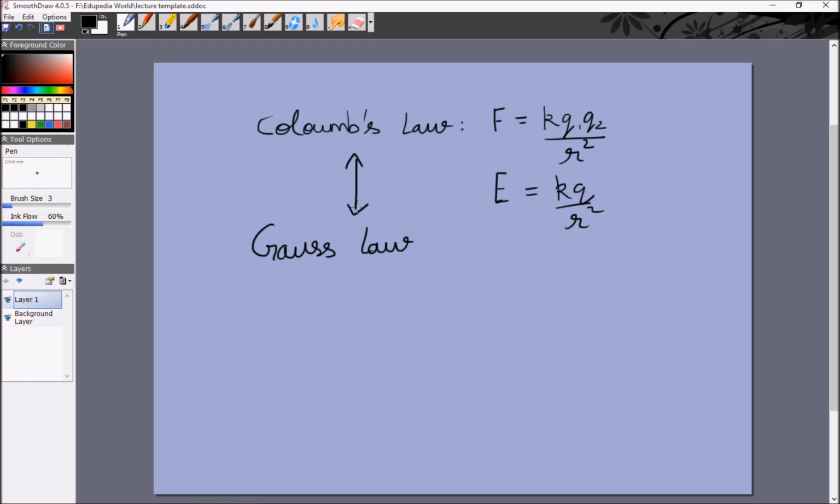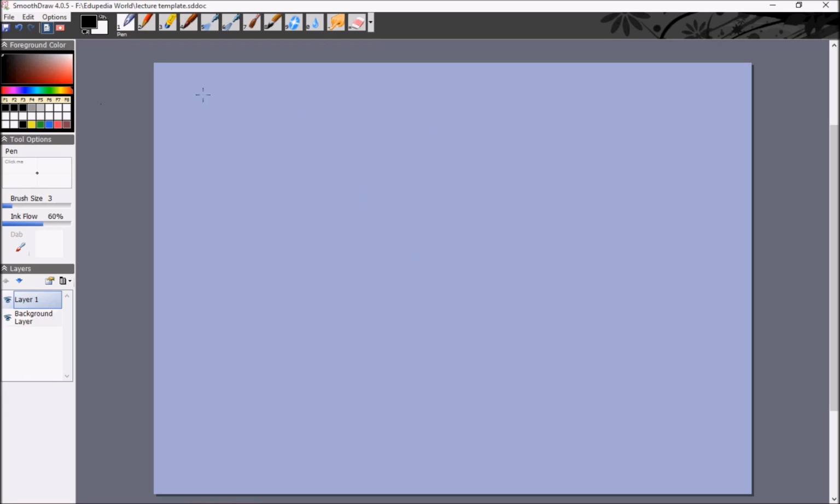There are just certain specific situations in which Gauss law is much more useful and problems can be solved much more easily. So we'll begin by learning a few concepts which are important in understanding Gauss law, and then we'll try to derive Gauss law from Coulomb's law. The first concept is that of electric flux.